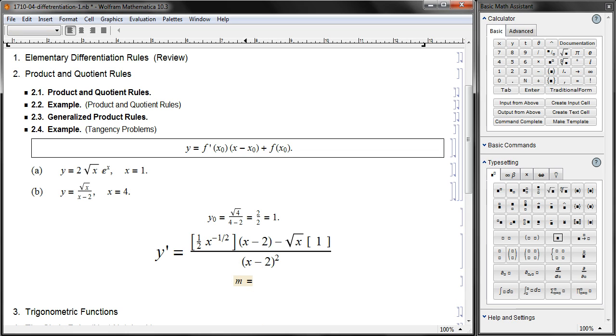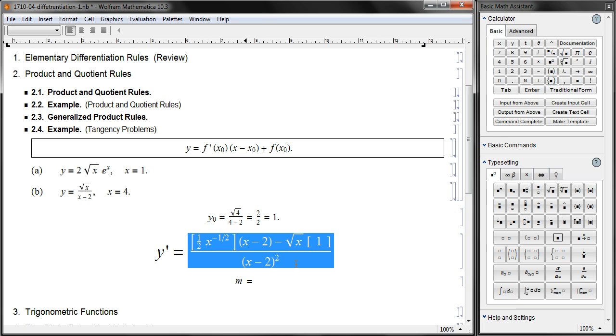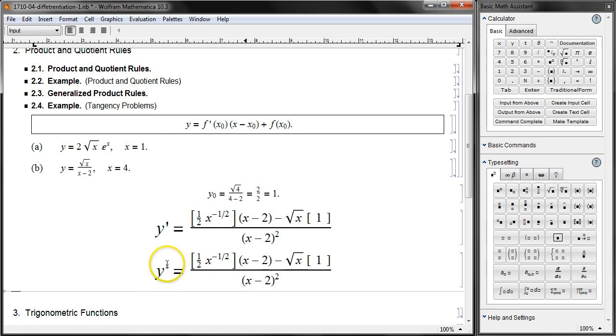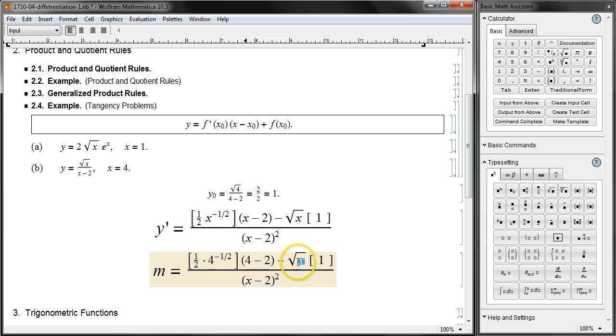And then let's find out the slope. I'm plugging x equals 4, excuse me. I need a bigger font. So this is m, and then this is 4 to the negative 1 half power, times 4 minus 2. That's square root of 4, 4 minus 2, and I don't need times 1. Oh, on second thought, let me keep times 1.